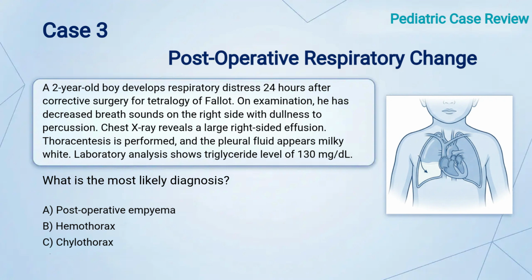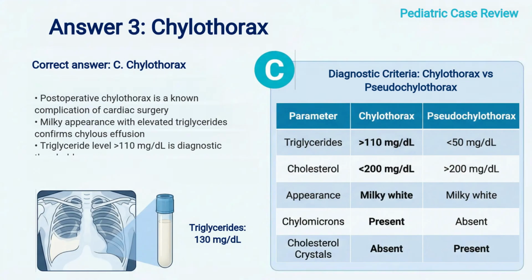Option A, postoperative empyema. Option B, hemothorax. Option C, chylothorax. Option D, transudative effusion. The correct answer is option C, chylothorax.